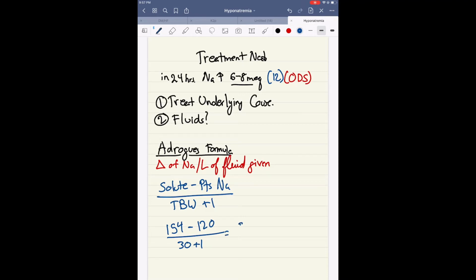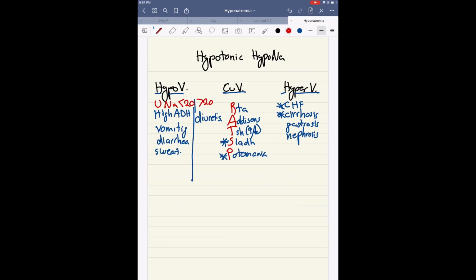Put this out, you get around 34 over 31. It's around 1. And this 1 represents that in 1 liter of normal saline, the sodium will go from 120 to 121. And that's a very basic overview of hyponatremia, and that's how I approach it on the wards with the most common differentials.